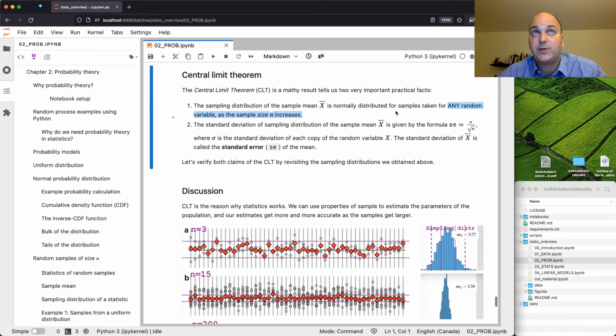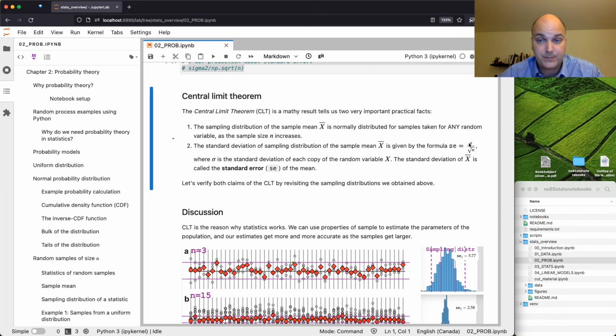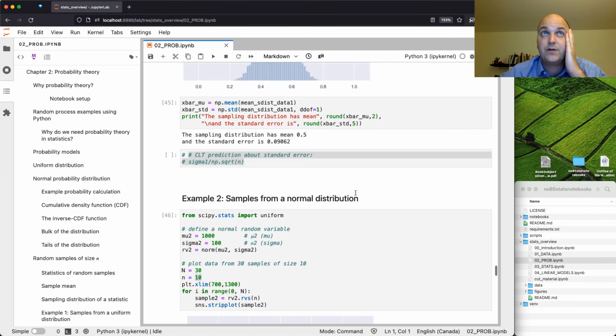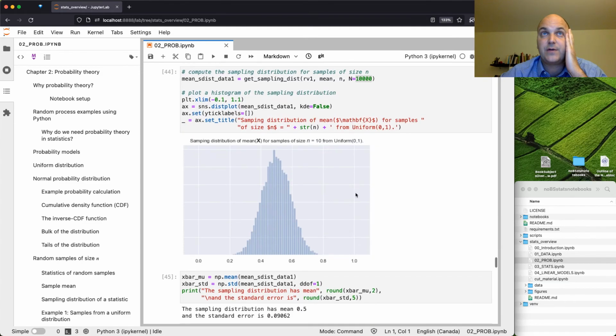Okay, so let's quickly go back. We're done, but I want to verify this formula. We already saw that the sample mean will look normal. We saw that for the uniform, and we saw that for the normal. But there's a specific prediction here: whatever the population, the standard deviation of the sampling distribution will be the original standard deviation times 1 over square root of 10, right? Because we did samples of size 10. So let's check that.